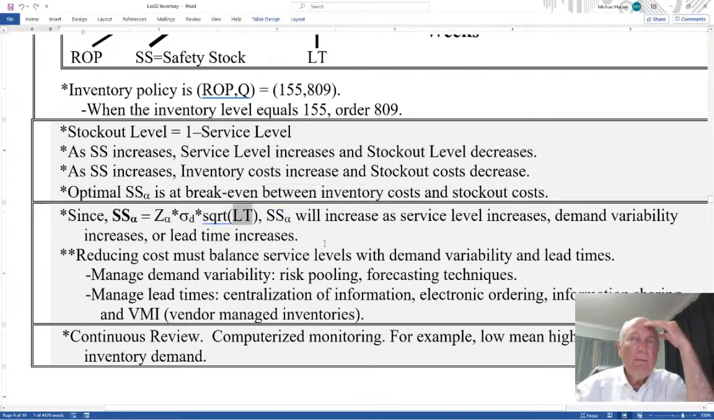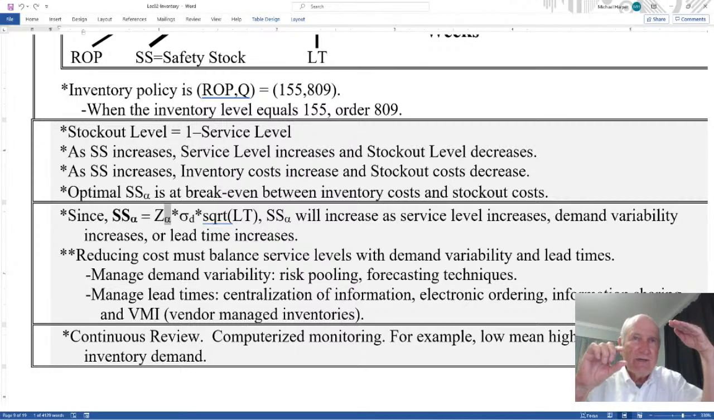But let me point something out here. The service level is 1 minus the stock out level, and alpha is the stock out level. So you've got to be careful. As the stock out level increases, the safety stock decreases. And so the safety stock is inversely related to alpha.